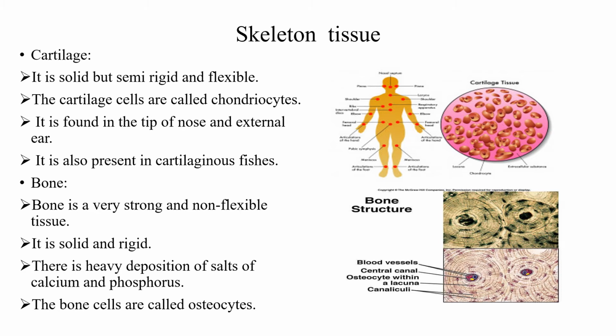Then next one, bone. Bone is very strong, non-flexible, solid and rigid. Then heavy deposition of salts of calcium and phosphorus is found. Then bone cells are called osteocytes. Cartilage cells are called chondrocytes. Bone cells are called osteocytes.